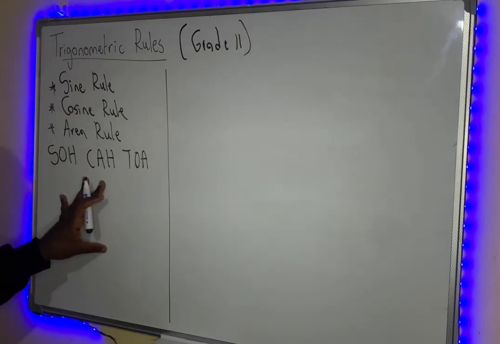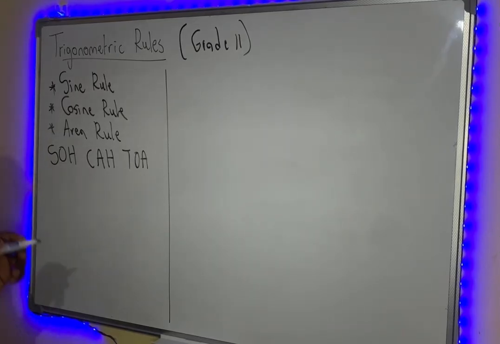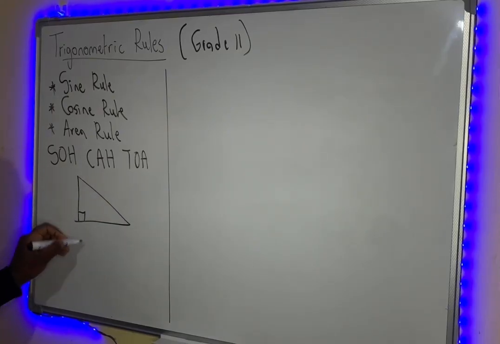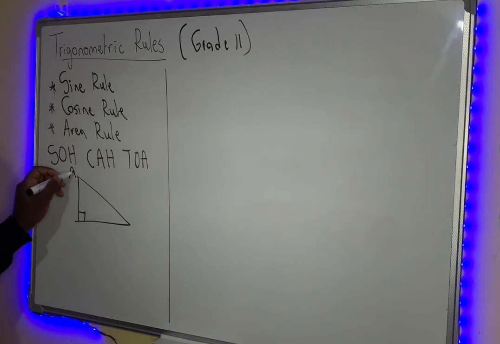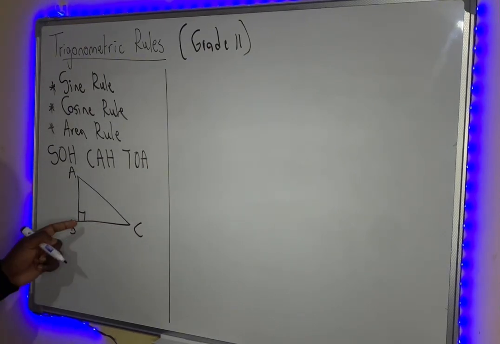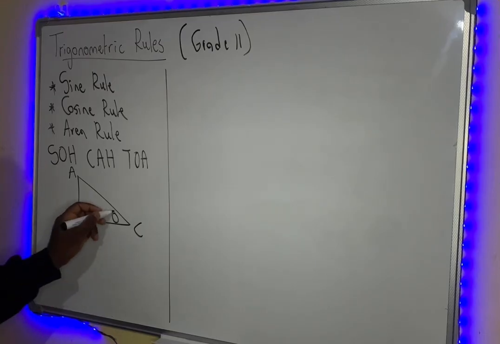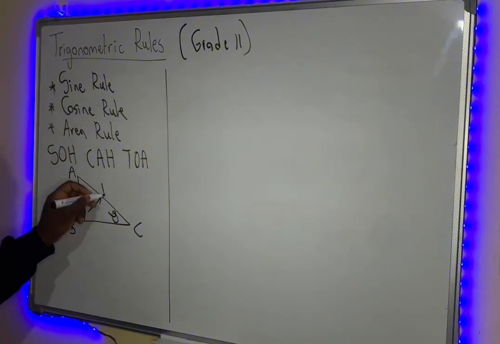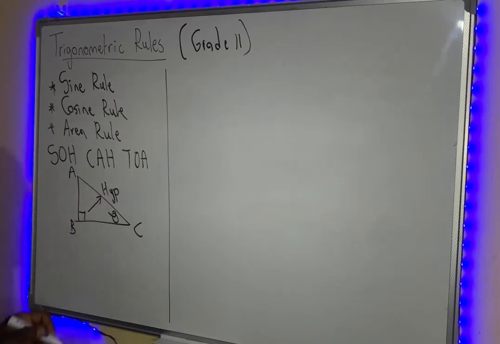Now, the second thing that I want to show you here: how do you identify the sides in a triangle? Let's say we're given a right angled triangle, right? So this triangle is A, B, C. How do we identify the sides? We know at all times that if we're given theta here, the side that is always opposite to the 90-degree angle is always going to be the hypotenuse.